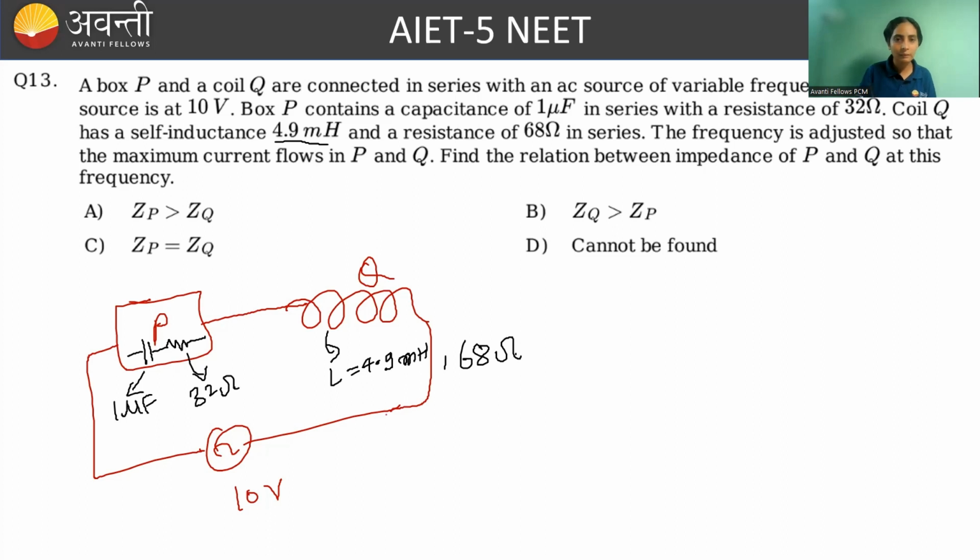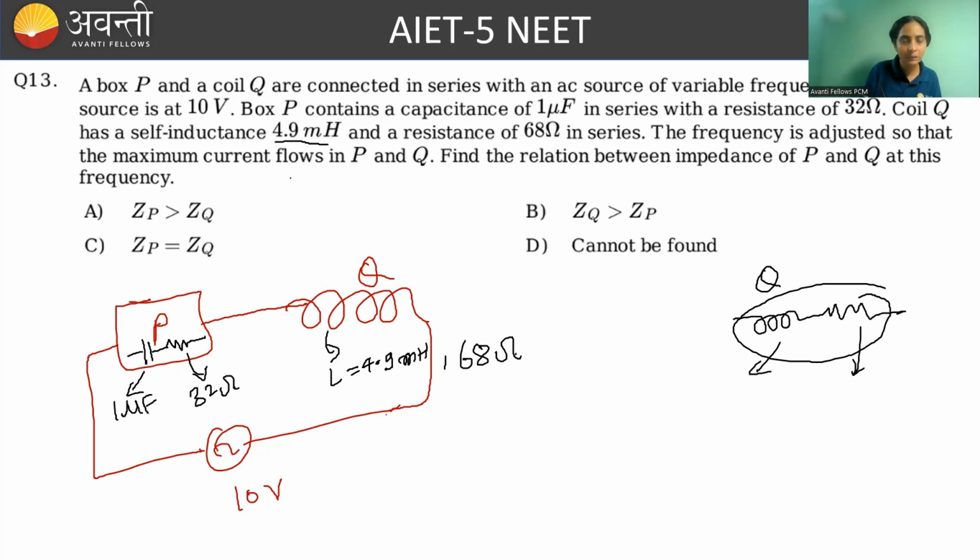And this is in series. Means this coil Q you can write like this. Like this. Okay, so it has inductor of certain inductance and it has a resistance and they're in series. So this is the question. Now, the frequency is adjusted so that maximum current flows in P and Q. Maximum current case is this. Find the relation between impedance of P and Q at this frequency. So which will be higher. Now just look at the question very calmly and very carefully.